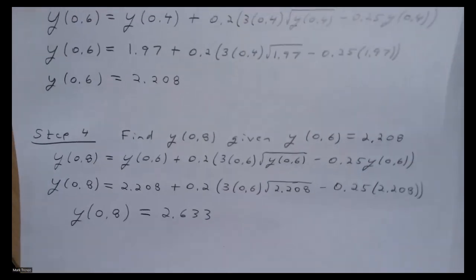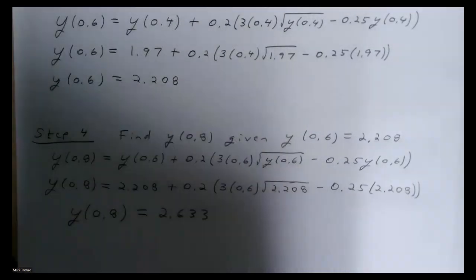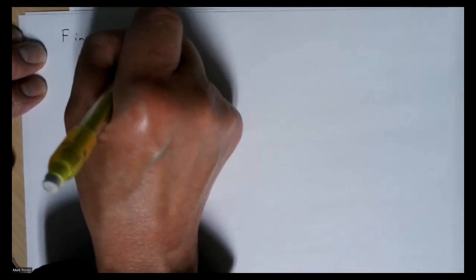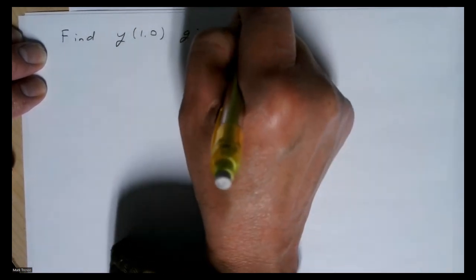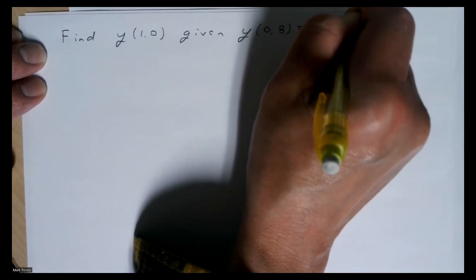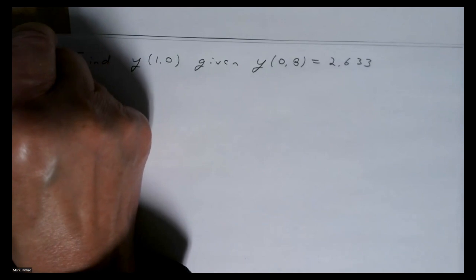Then use this to calculate your very last point. Remember, we're going from 0 to 1, so the next one will end up being our very last point. So we're going to find y of 1.0, given our previous value we just calculated, 2.633. So that's going to be our step 5.